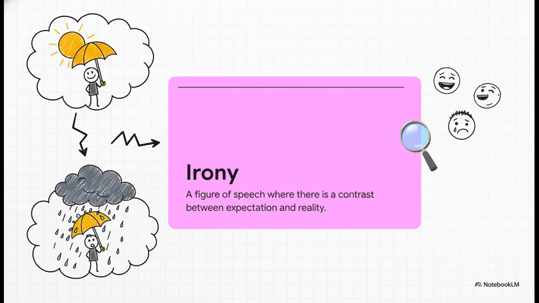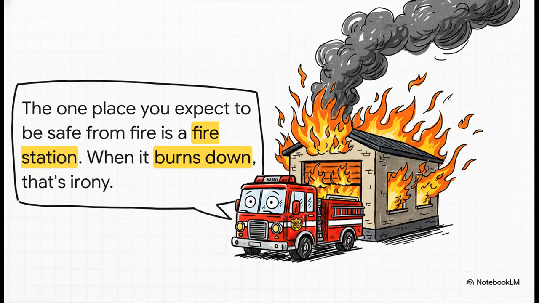Next on the list is irony. Irony lives in that little gap between what we expect to happen and what actually happens. And that little twist can be hilarious, or it can be heartbreaking. Here's the perfect example, right? A fire station burning down. It's the one place you'd think would be totally safe from a fire, and it gets destroyed by one. That massive clash between our expectation and the reality, that's irony in a nutshell.